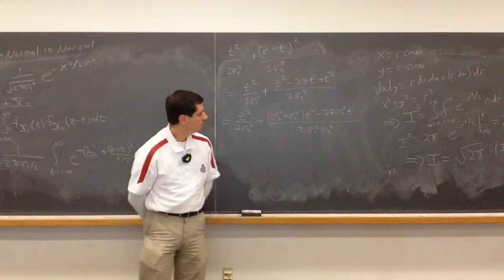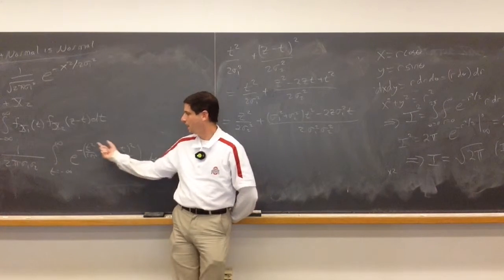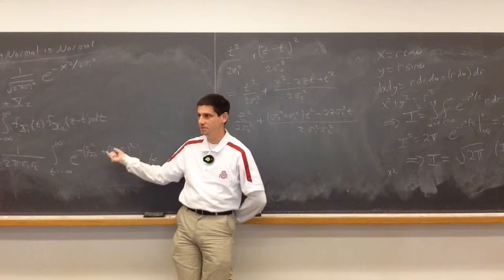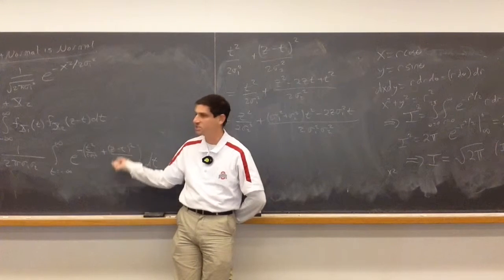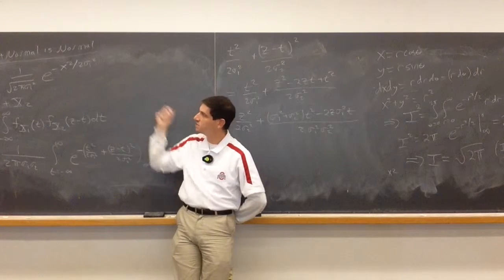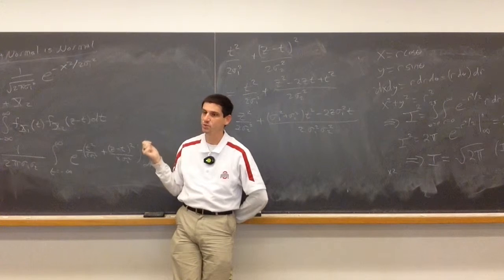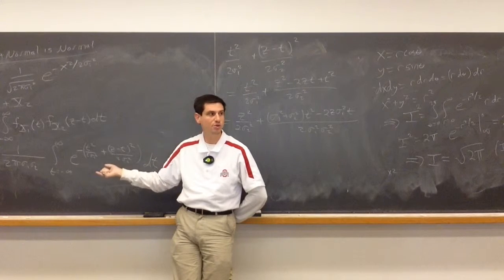Yes? What do you mean by the z dependence? So when you look at this integral over here, it depends on z and it depends on t. But I integrate out t, so at the end of the day I'm left with a function of z. I claim that this is supposed to be a normal with mean 0 and variance sigma 1 squared plus sigma 2 squared. So I actually know what this integral should be.